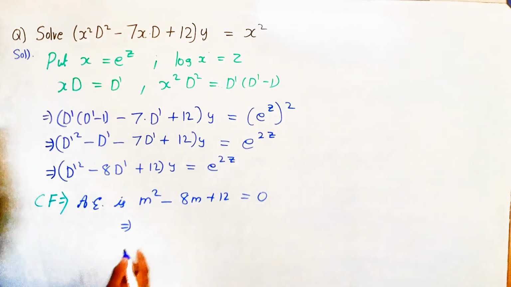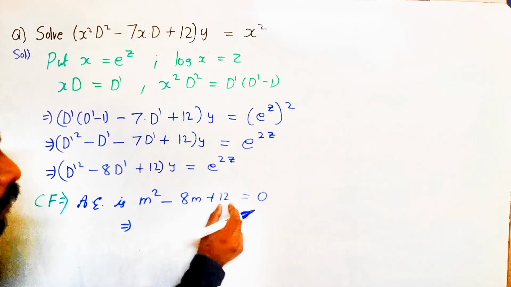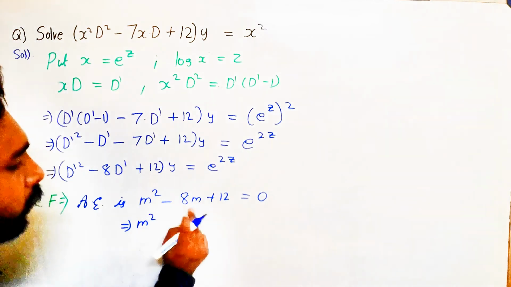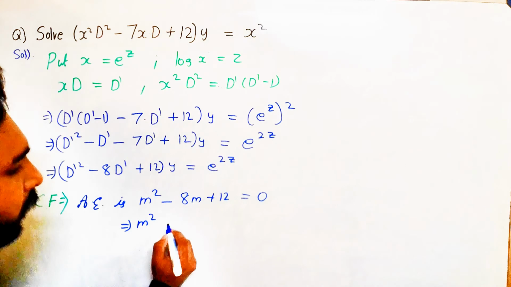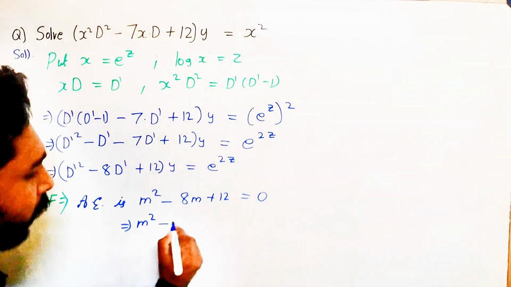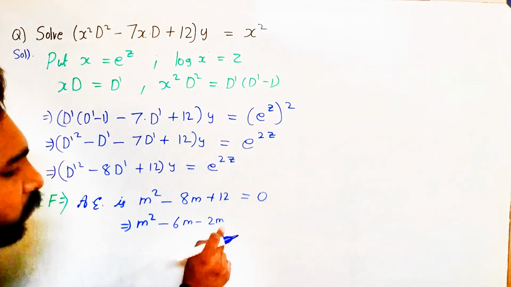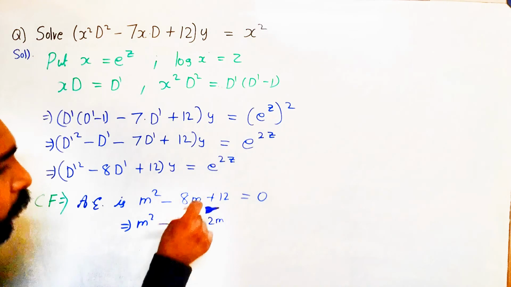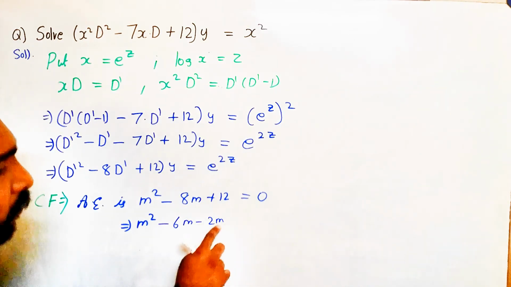That implies m square minus 8m plus 12, is it? So the last number is even, so we can take factors for this. That is m square, so minus 4, and we can split the 2, right? So I can write it as minus 6m minus 2m, because minus 6m minus 2m gives minus 8m when added.